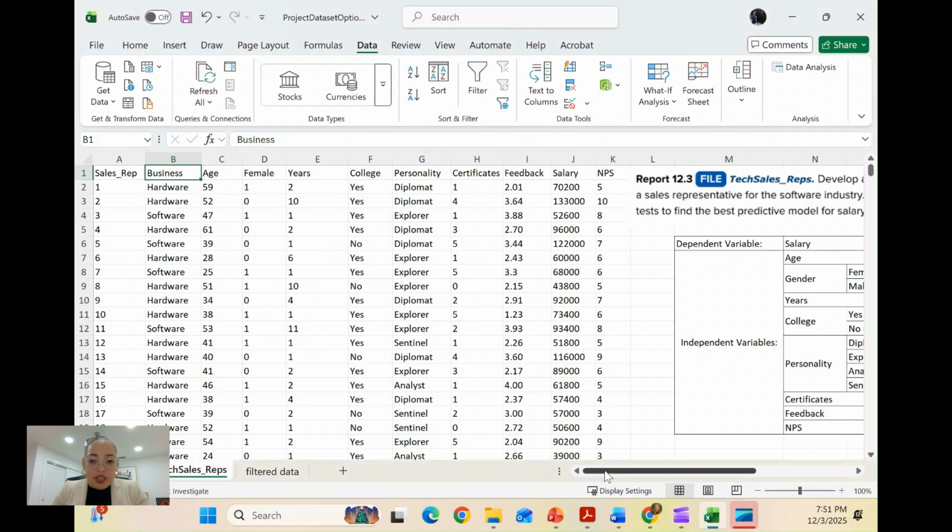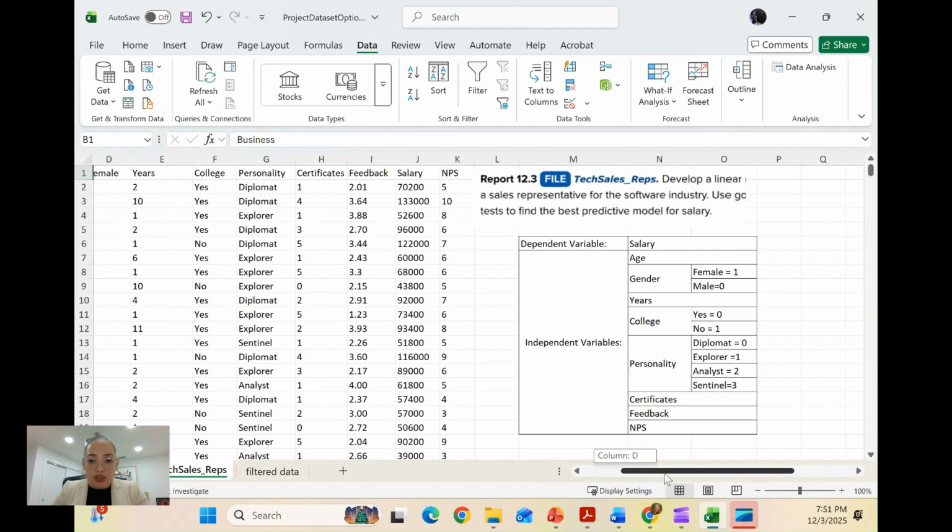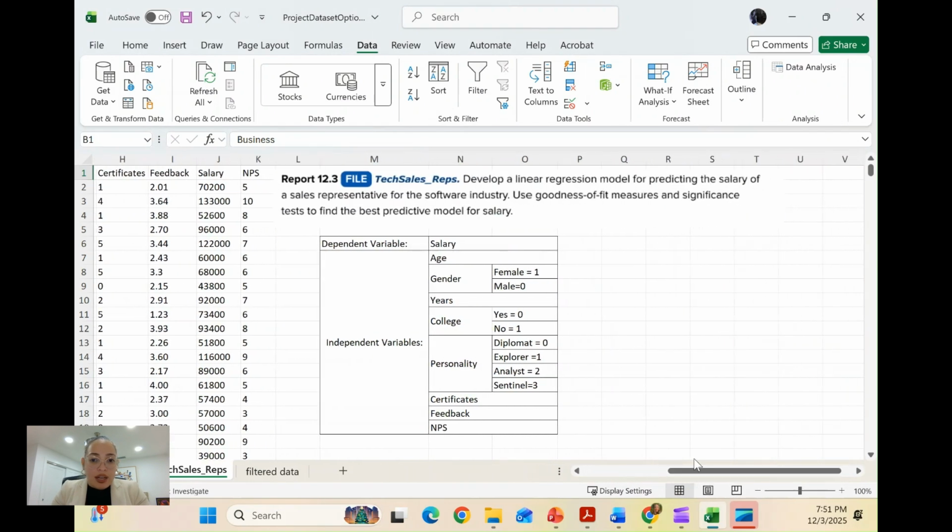So we have three questions and I selected the last question, where we were asked to develop a linear regression model for predicting the salary of the sales representative of the software industry. So just by reading the question, I can identify my y, my dependent variable, which will be salary, because it is the variable that I would like to predict.